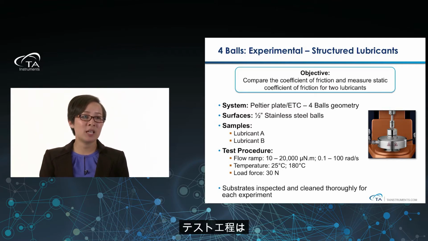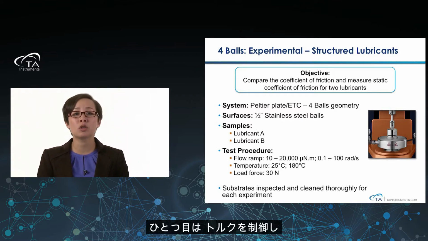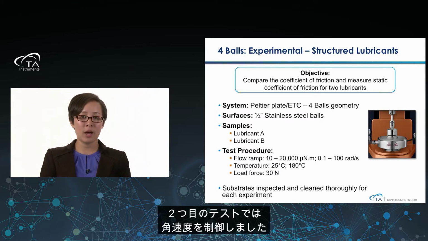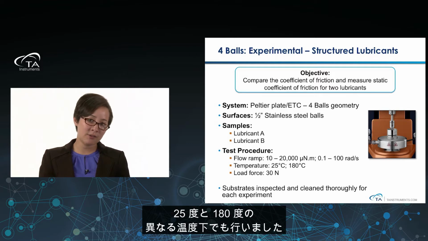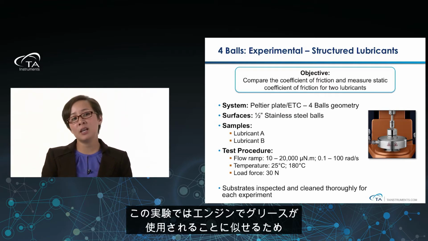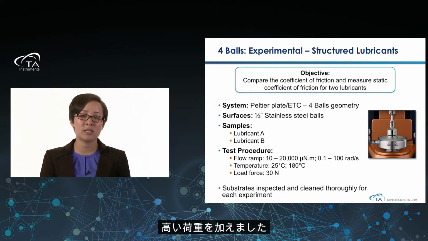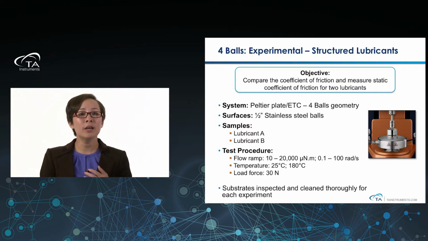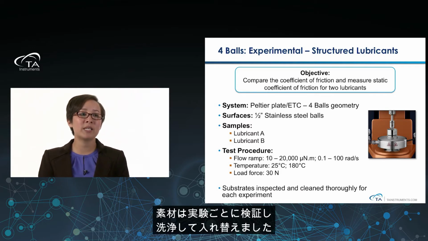And again, we did the test procedures. In one, we controlled the torque, and then in another test, we controlled the angular velocity. Again, different temperatures, 25 and 180 degrees C. And then in this case, we did a much higher load force to mimic the application of these greases in the engine. Again, the substrates were inspected and cleaned thoroughly for each experiment and then replaced.